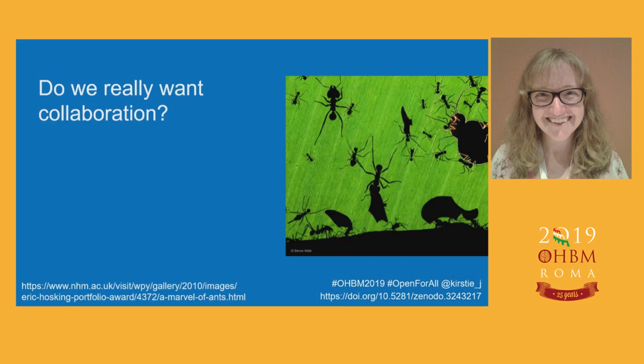And I want to finish by asking the most provocative question, which is: do we really actually want collaboration? These are a bunch of ants. The sort of work that ants do is an emergent property. That's the deal with the picture.